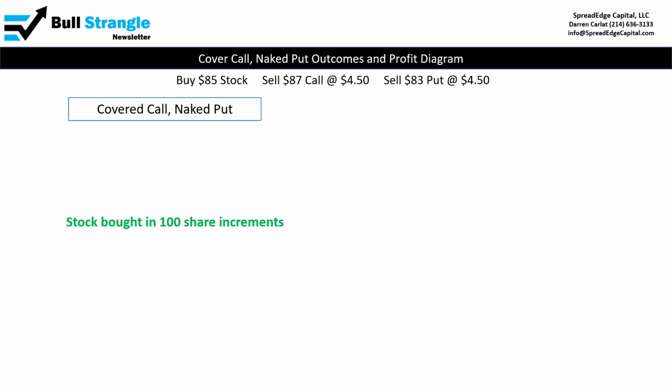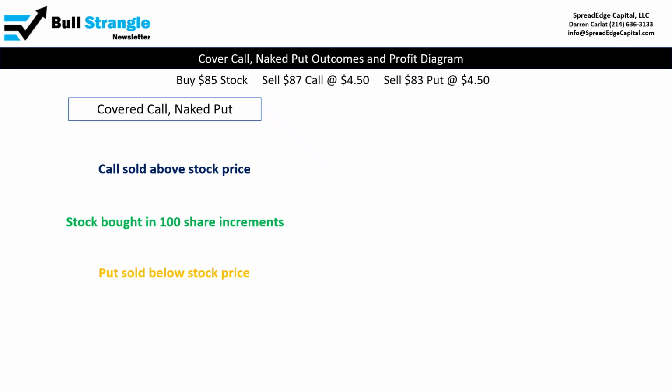I'm going to sell one call above that strike, and I've already mentioned that that's an $87 call at $4.50, and then I'm going to sell an 83 strike put for $4.50 below. So I always think about it: buy the stock, sell a call above, and the put below. And when I'm checking my order entry, that's kind of what I'm singing in my head, literally, as I'm verifying that I've got it right.